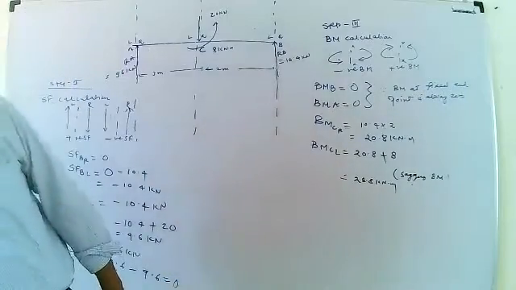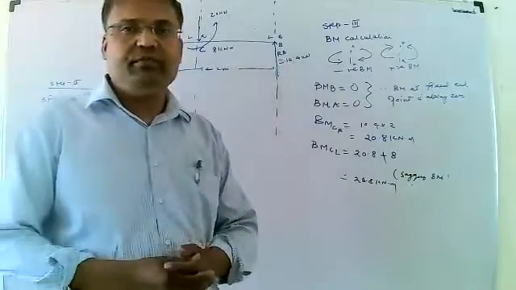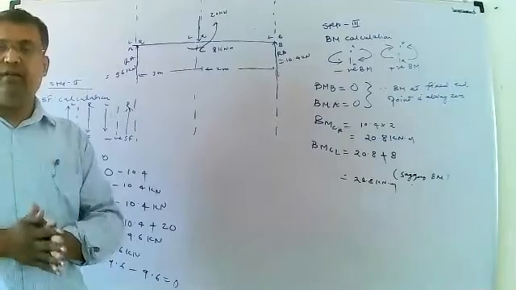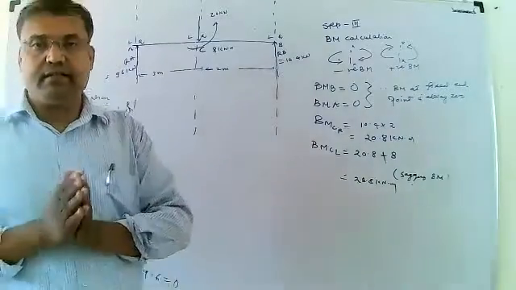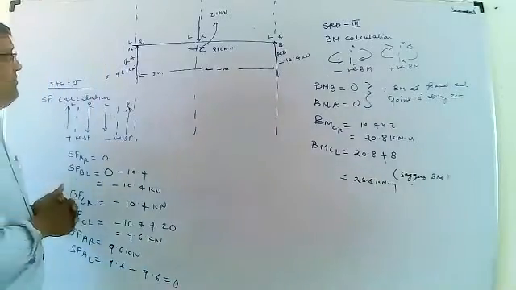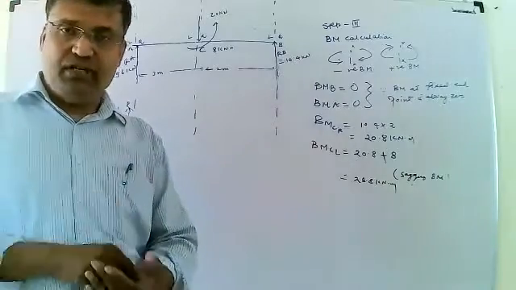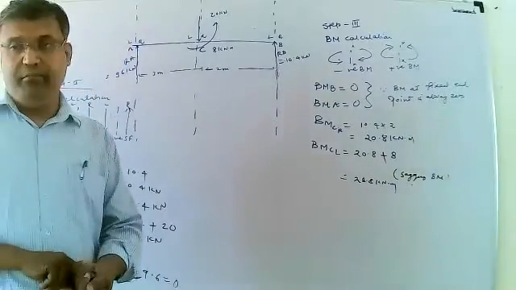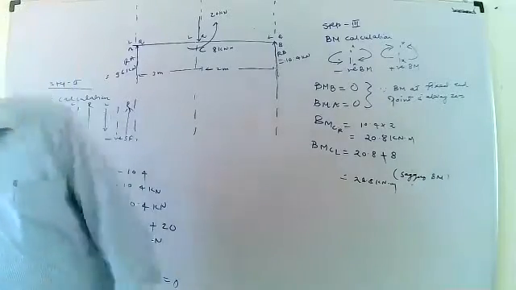Okay, this is the BM calculation. In the first step, we calculate RA and RB. In the second step, we calculate shear force, and in the third step, we calculate bending moment. Then, according to these values of shear force and bending moment, we can draw SFD and BMD. Okay, how to draw SFD and BMD? I will explain.